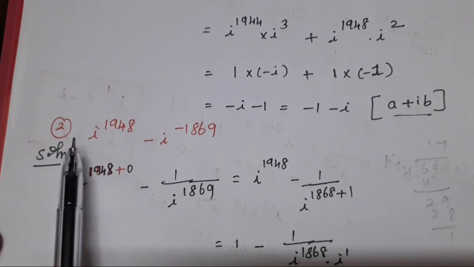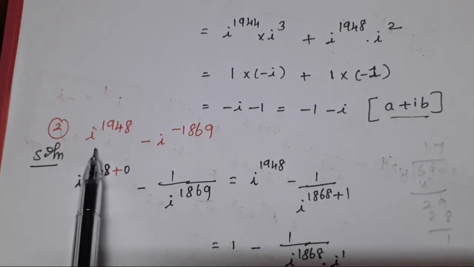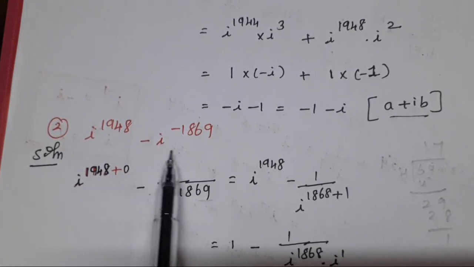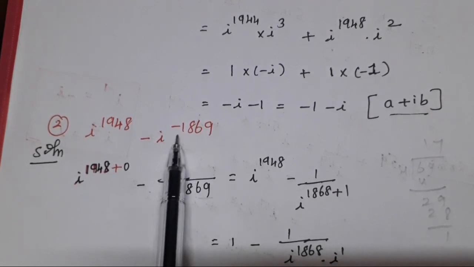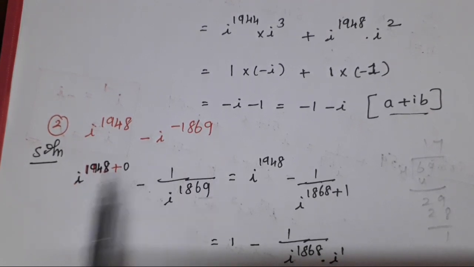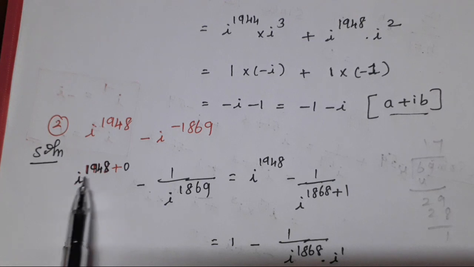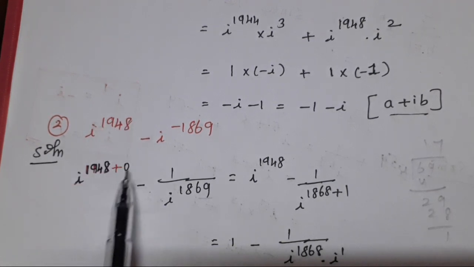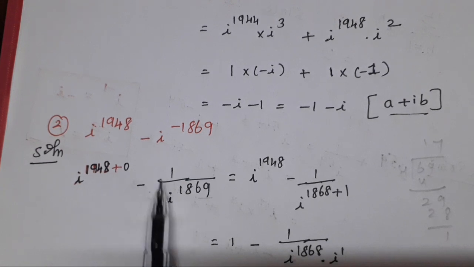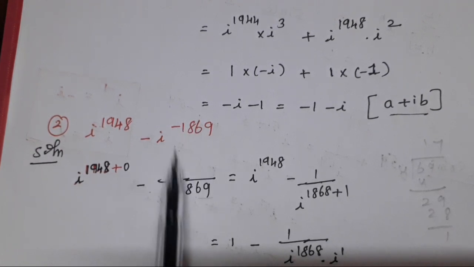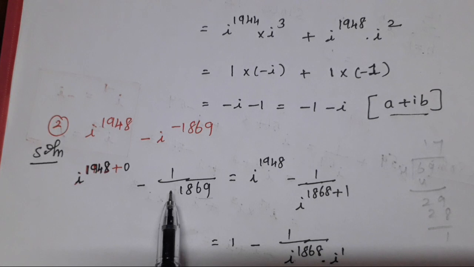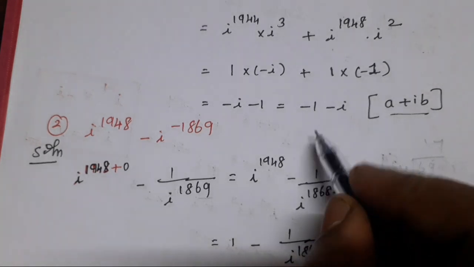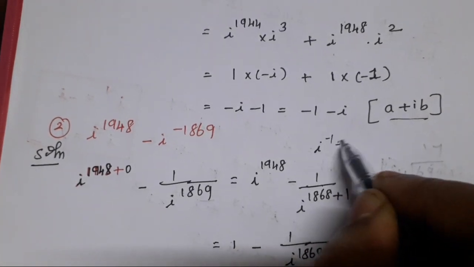Similarly, see the second one also. What is the second question? i power 1948 minus i power minus 1869. So this is what? i power 1948 plus 0. Why do I put 0? 1948 is divisible by 4. Remainder is 0, so plus 0. Minus, this is the negative value. So i power minus 1 we rewrite as what? 1 by i.